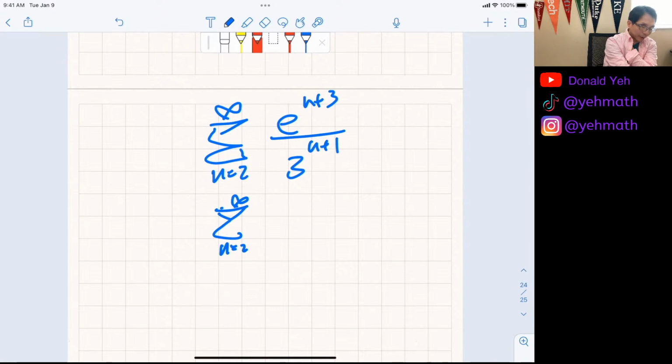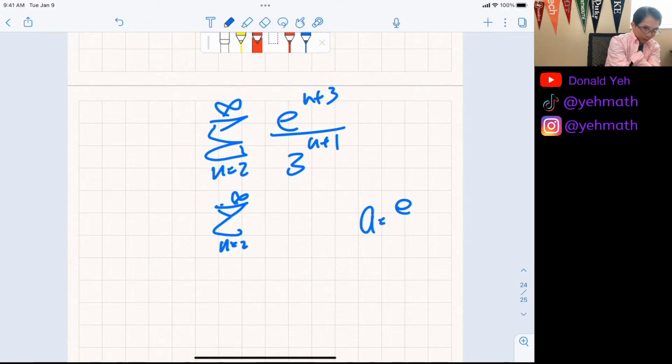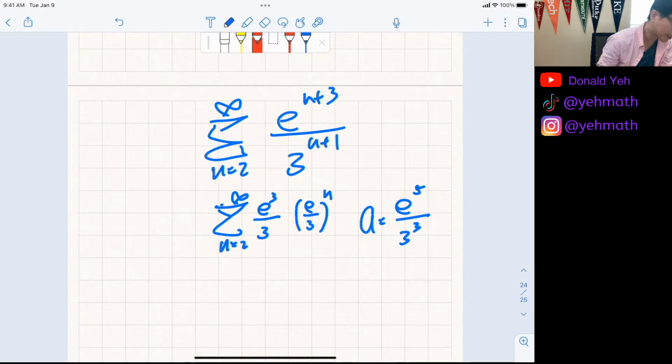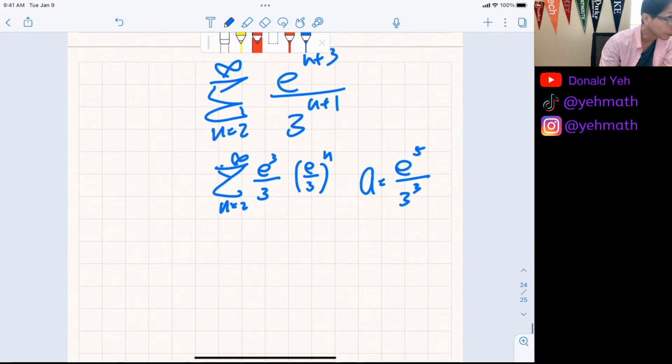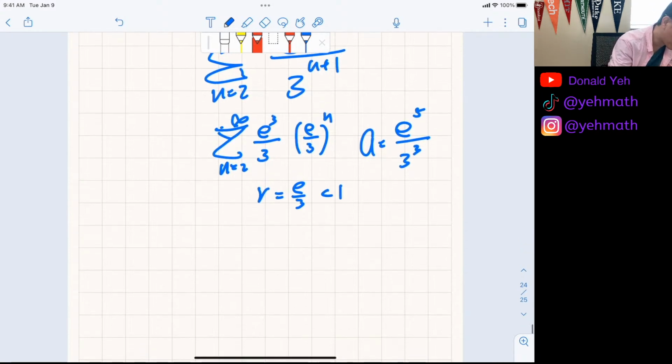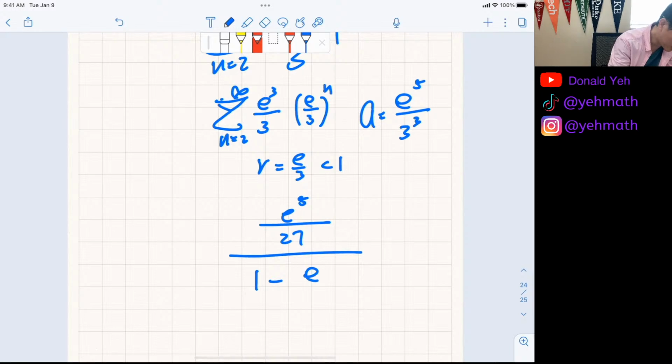If you really think about it, I can plug in the 2 first. A is equal to e to the 5th over 3 to the 3rd. Okay, so that's the first term, e to the 5 over 27. But now you gotta say, can I split out this e to the 3 over 3 times e over 3 to the n? That makes sense, actually. So r is equal to e over 3, which is less than 1, so it's true, it converges. So then e to the 5 over 27 over 1 minus e over 3.